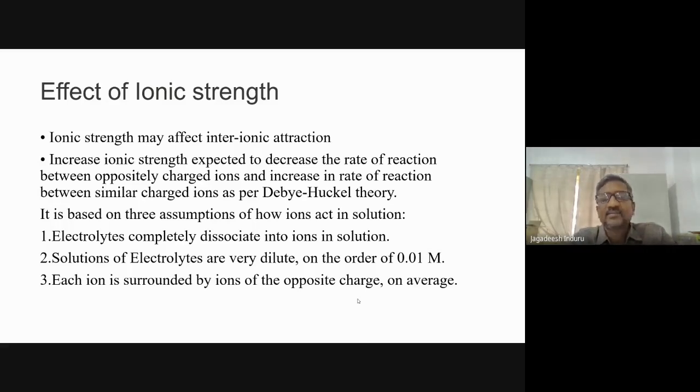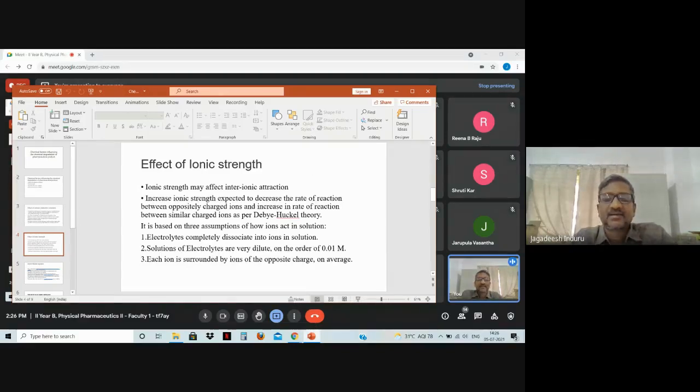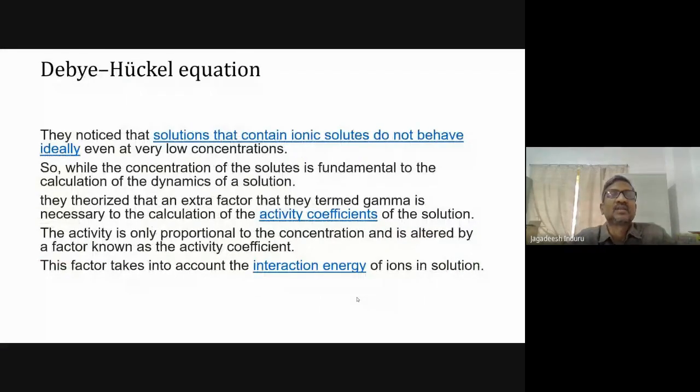If we look into that, then we will have further assumptions. Applying these assumptions, we can postulate an extension of it. What is that? Huckel and Debye-Huckel noticed that solutions that contain ionic solutes do not behave ideally even at very low concentrations. We have already seen in the second rule, at a dilution of 0.01, we have a behavior of ionization. But generally they noticed that solutions that contain ions do not behave ideally even at lower concentrations. Why are they not behaving ideally?